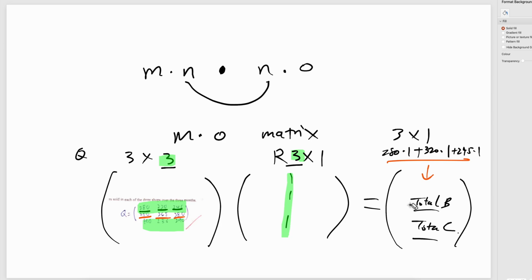Then now total B will be given by this one and this one. You do the same thing. So it's 250 times 1 plus 265 times 1 plus 280 times 1. So you do the rest for the last row and this one. So that's how you get the answer. You multiply the second row with the 3 by 1 matrix. So the way to do it is this.